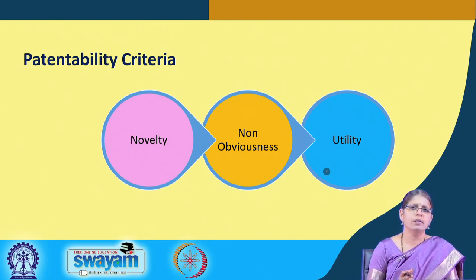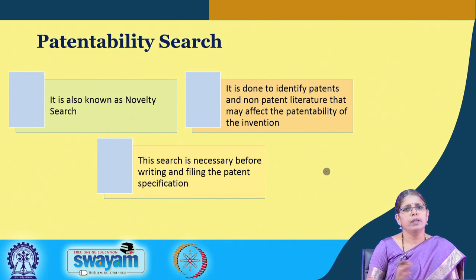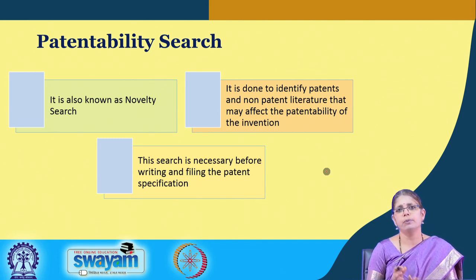Let us understand the different aspects of what is novelty, what is non-obviousness, and what is utility, and how these are comparable in relation to a given invention. How does one decipher novelty in relation to a particular invention? When we conduct a patentability search, fundamentally we are interested in the novelty of the invention. So, therefore, patentability searches are also called novelty searches. And why are they conducted? They are conducted to identify the prior information in relation to the invention.